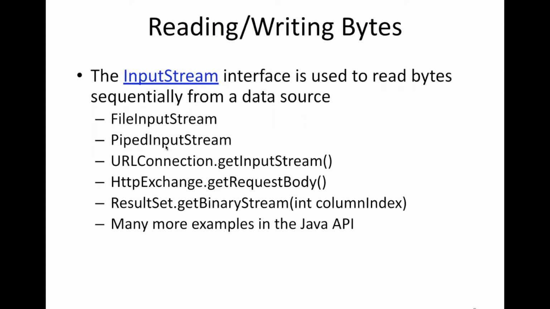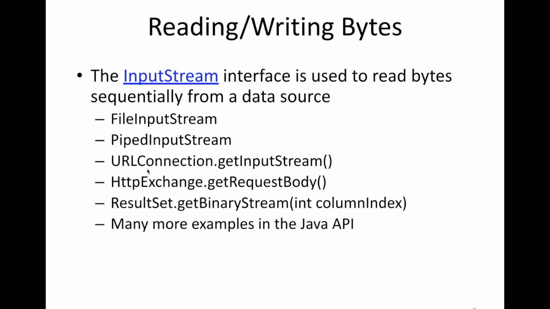But there's also a piped input stream. That allows you to read from one thread. You can read data coming from another thread by using a combination of a piped input stream and a piped output stream. I find that I don't usually do that, because usually if I have a network connection, there's another built-in way to do it, but that is available to you to read across threads.